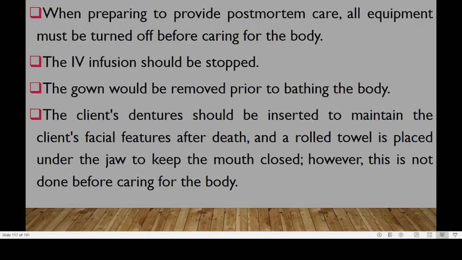The gown will be removed prior to bathing the body, and then the client's dentures should be inserted to maintain the client's facial features after death. A rolled towel is placed under the jaw to keep the mouth closed. However, this is not done before caring for the body.